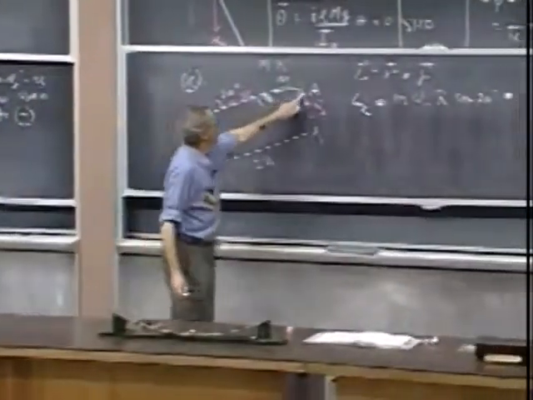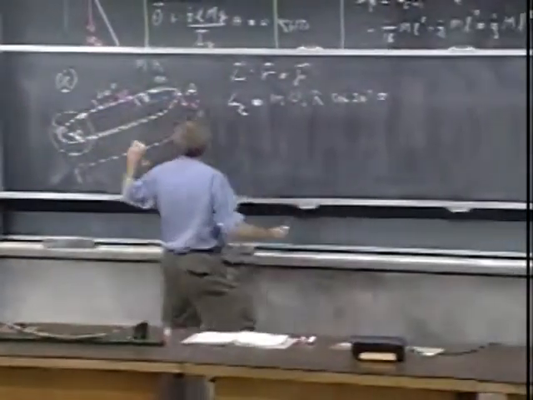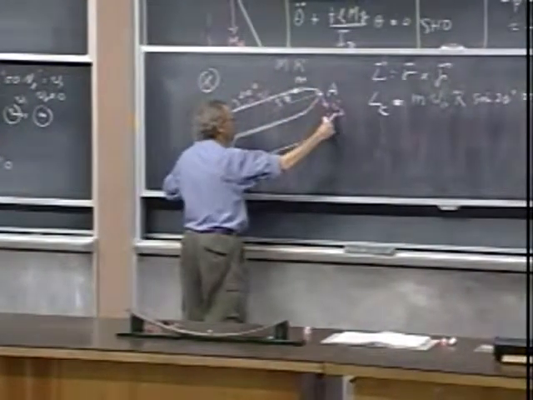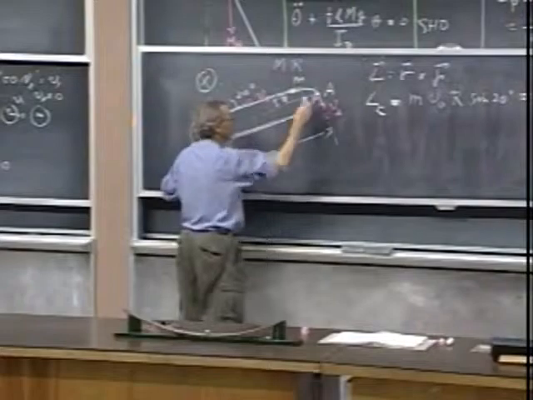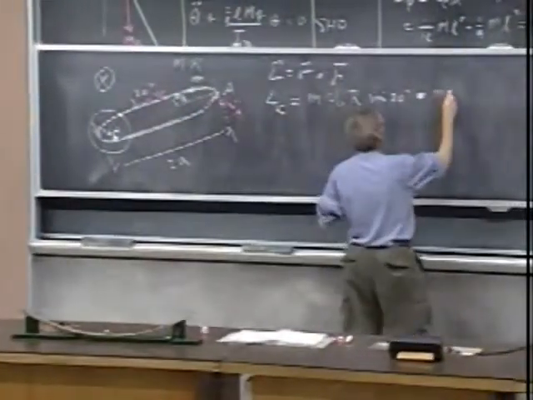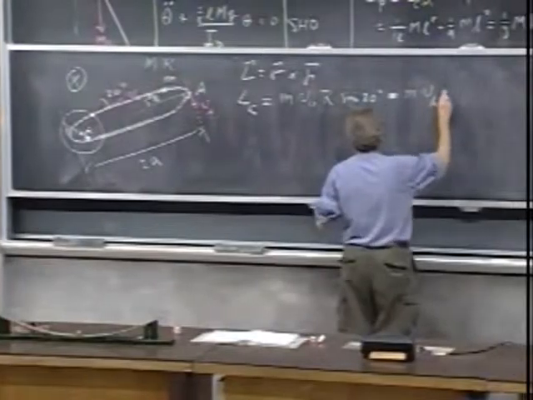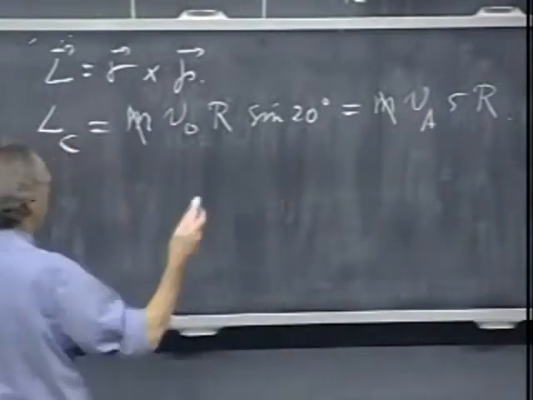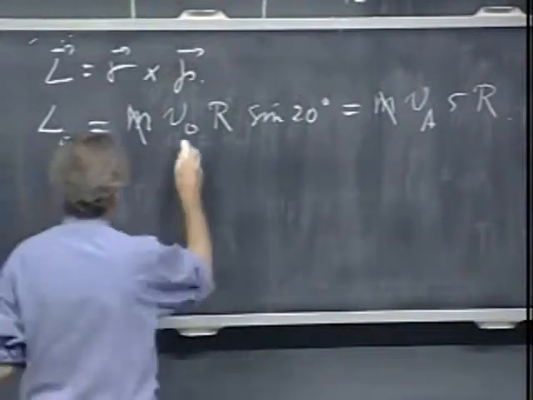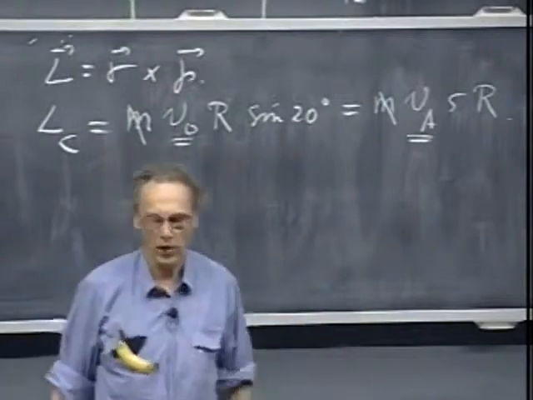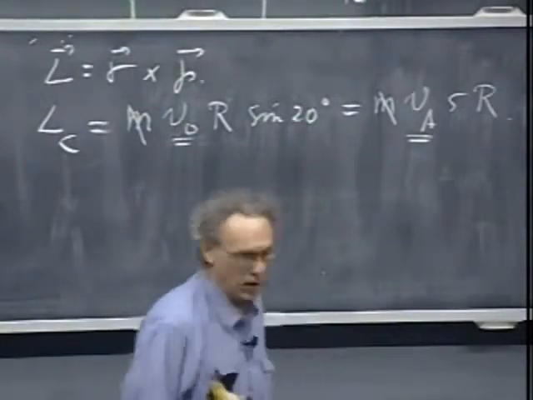When the object is here, the angular momentum is the position vector, which has length 5r. The velocity is v of a, but the angle is now 90 degrees, so the sine of the angle is 1. So I get m times va times 5r. I lose my little m, and I have one equation with 2 unknowns. I don't know what v0 is, and I don't know what v of a is.